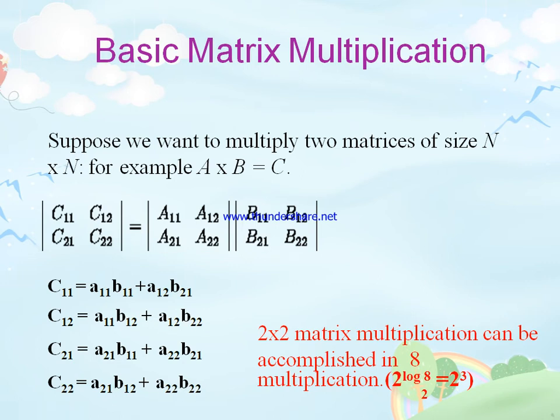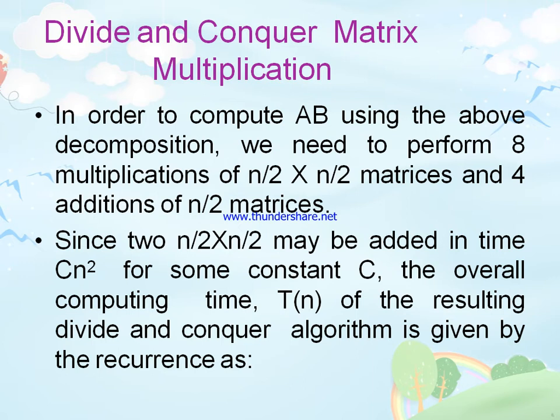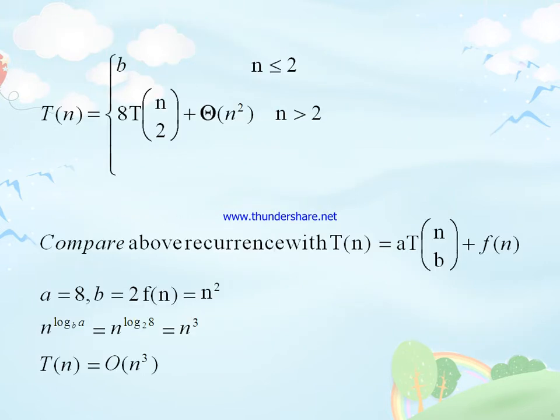Next computation. Divide and conquer matrix multiplication was invented by scientists. In order to compute the multiplication of A and B using the above decomposition, we need to perform 8 multiplications of n by 2 into n by 2 matrices and 4 additions of n by 2 matrices. Since two n by 2 matrices may be added in time Cn square for some constant C, the overall computing time of the resulting divide and conquer algorithm is given by the recurrence relation.